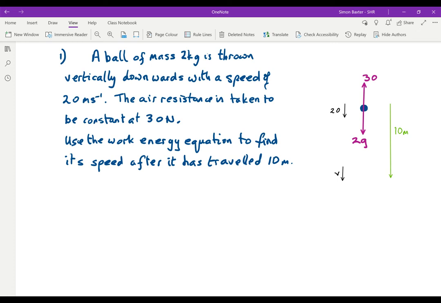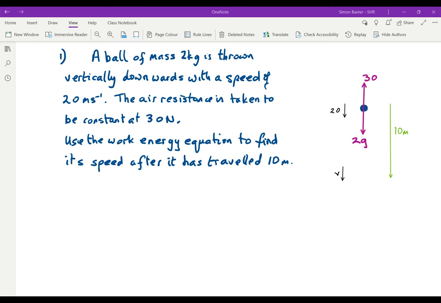In this example, a ball of mass 2 kilograms is thrown vertically downwards with a speed of 20 meters per second. 2 kilograms, 2g is the force downwards. We have air resistance of 30 newtons. That will be acting opposite to the motion, that's upwards. And the question asks us to find the speed after it's traveled a distance of 10 meters. Well, I will use the work-energy equation to do this.